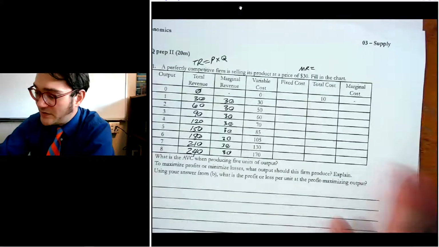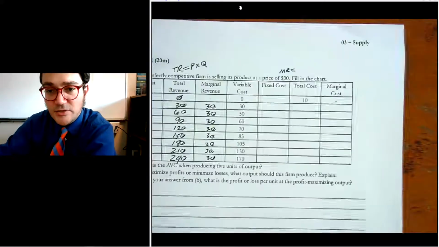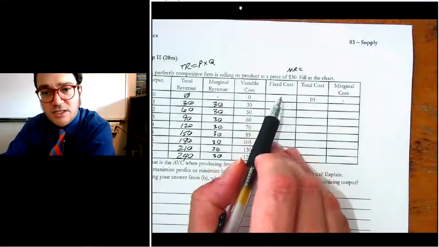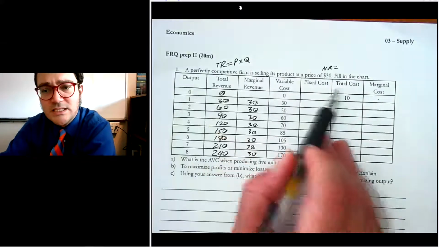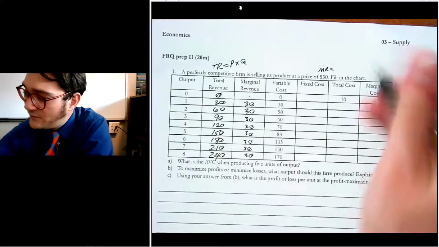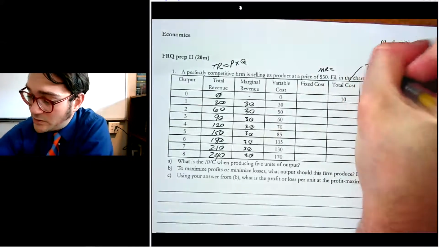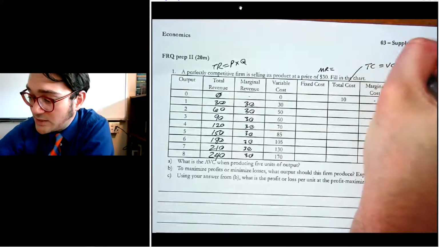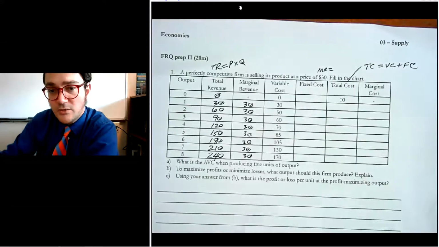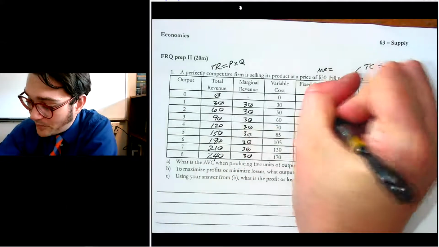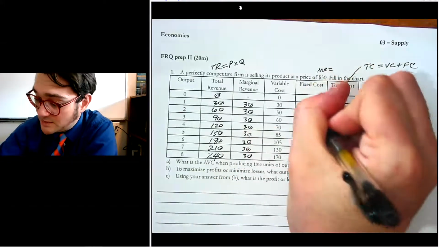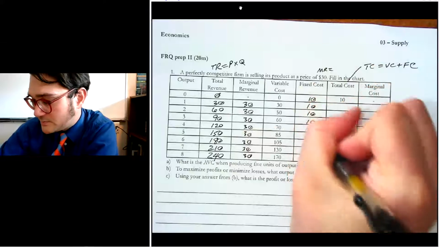Then it says fixed cost. Now, this one's kind of tricky. You have to know something here to figure this one out. Fixed cost, they don't give you. They give you variable cost is 0 at 0 levels of output. That makes sense. Total cost is 10. And so we have to remember that total cost is equal to variable cost plus fixed cost. So if the variable cost is 0, then the fixed cost has to be 10. And if it's fixed, it's going to be fixed the entire way down.